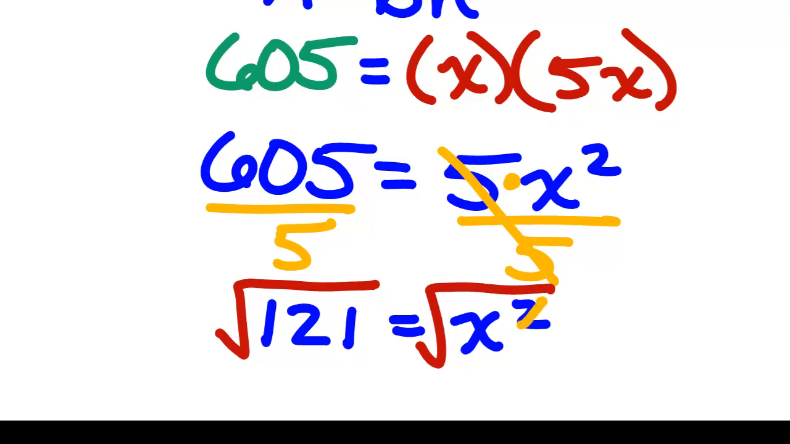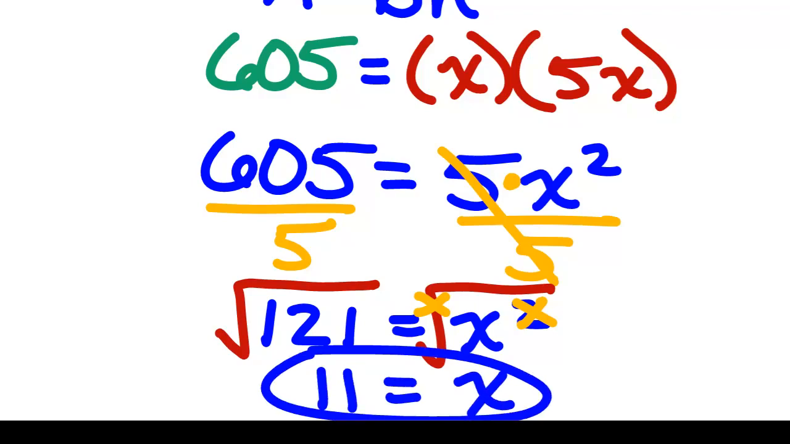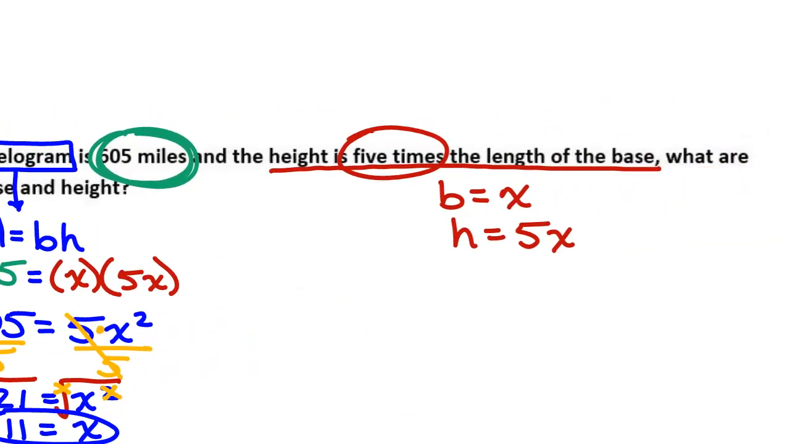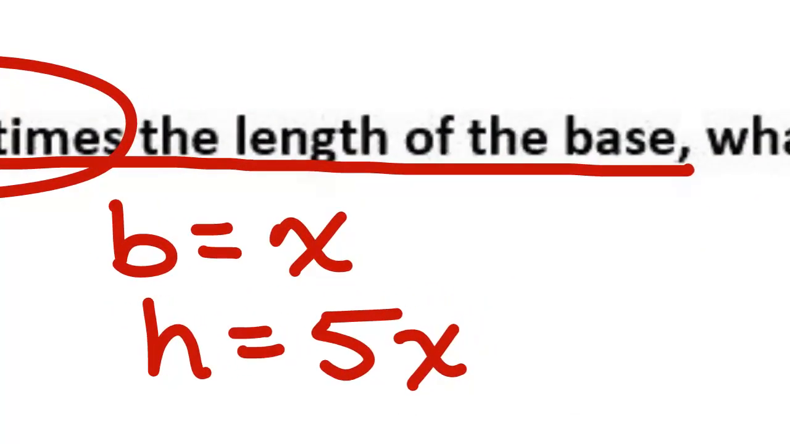We're square rooting to get rid of this squared on the x. What is the square root of 121? 11. 11 equals x. And what were we letting x represent here? The base, b. So x is 11. What kind of units should we put with that? Miles.